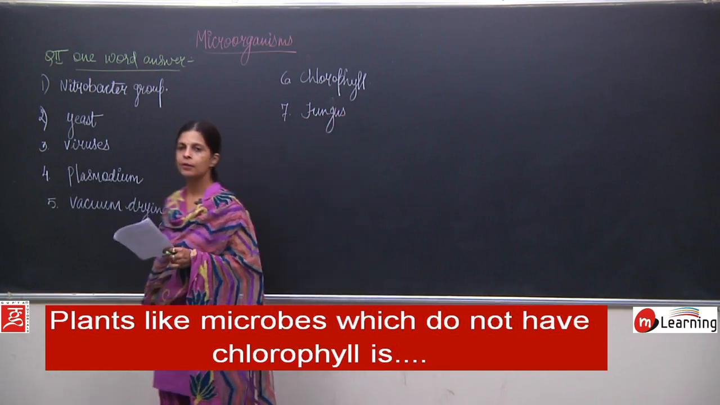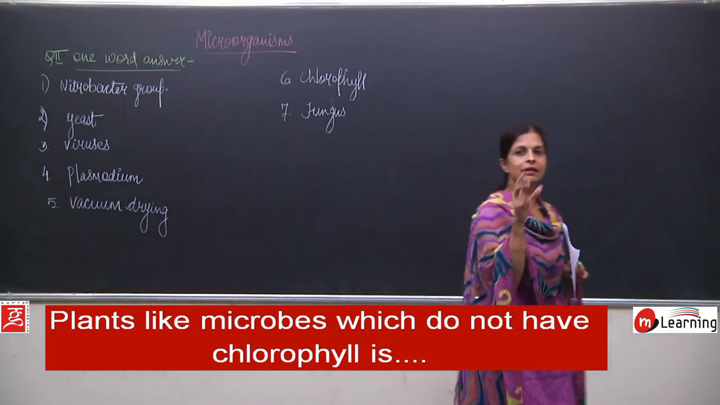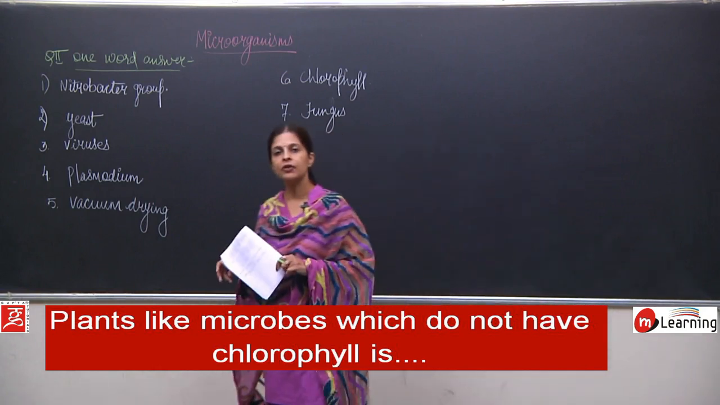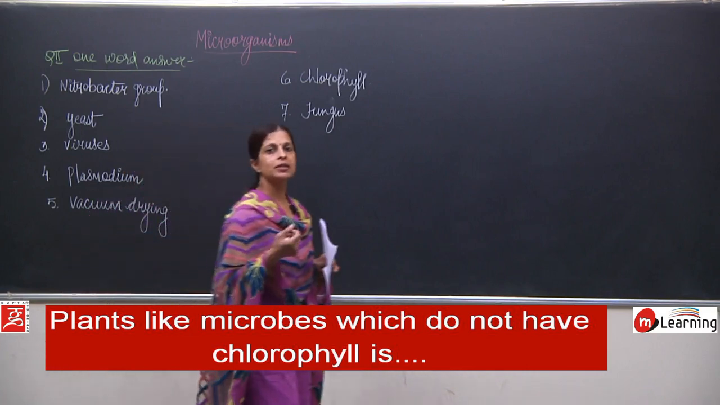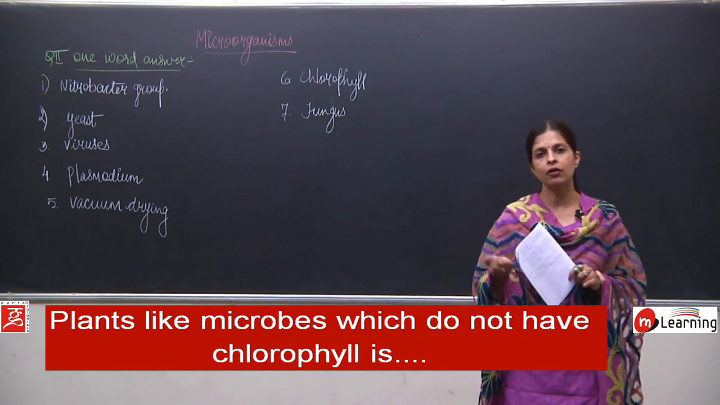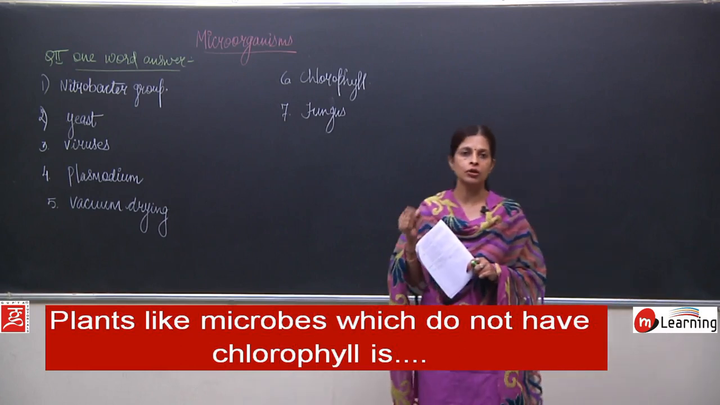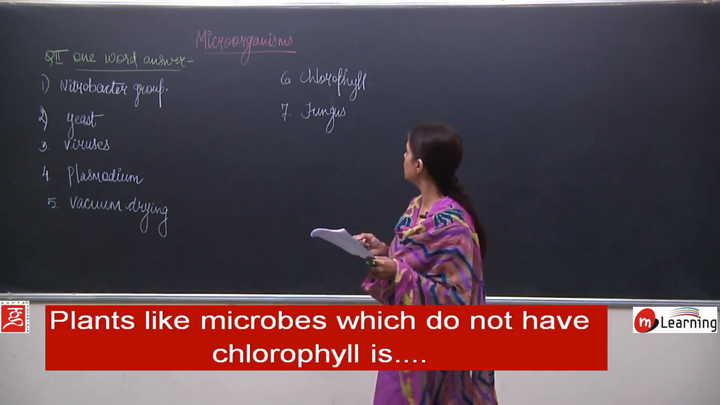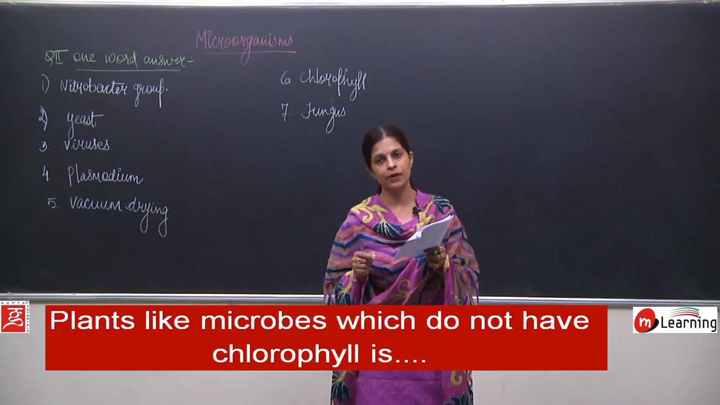It is fungus. We have read the structure of hypha and mycelium. All these details we have studied, and we know the structure looks like a plant, but actually it is not a plant as it does not have chlorophyll. The cell wall is also absent, and the mode of nutrition is not autotrophic. So the answer to number 7, plant like microbes which do not have chlorophyll, is fungus.